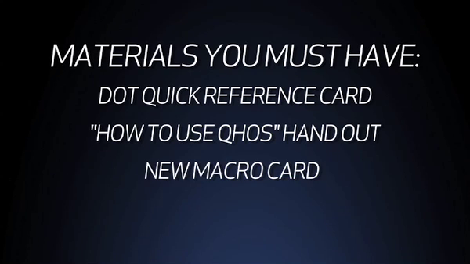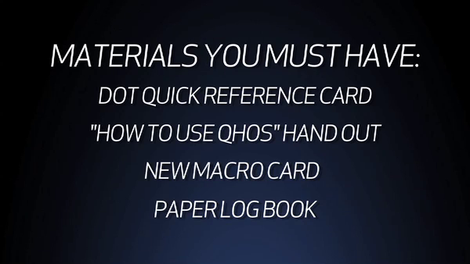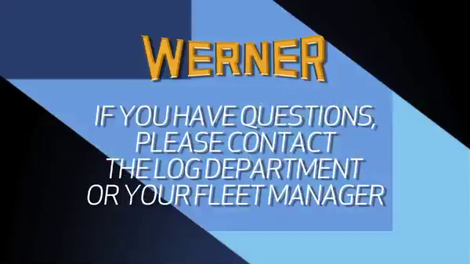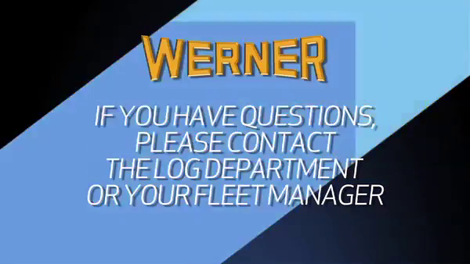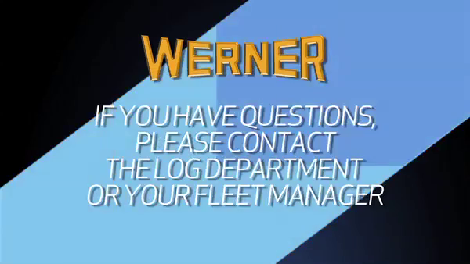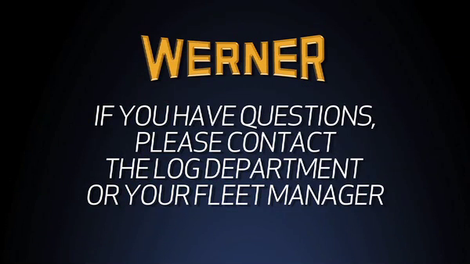A new macro card will be provided for your reference as well. This includes an updated list of macros that you'll use after moving to the QHOS system. Finally, have a paper logbook in your truck in case your Qualcomm goes down. You can pick up these items at any Werner Terminal safety desk or dedicated site. You can also pick up a paper logbook at any truck stop. If you have any questions on how to transition to the QHOS system, please contact your fleet manager or a member of the log department.